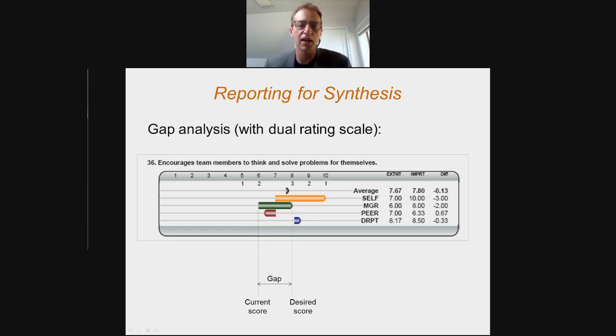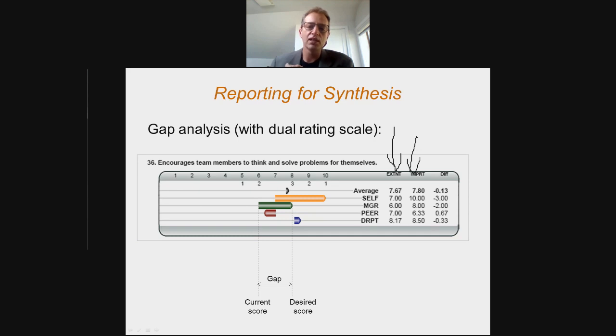So this is actually the reporting that comes out of the tool 2020 Insights. What you're looking at here is the response to a single behavior, which encourages team members to think and solve problems for themselves. Let's just look at the numbers on the right. I've got a little pen here that I can use. This column right here, see my arrow, that's the extent score. That's to what extent this person is doing this behavior right now. The next column is to what extent should they be doing this behavior, and then it gives you the difference. And you can see the different reviewer groups there as well.